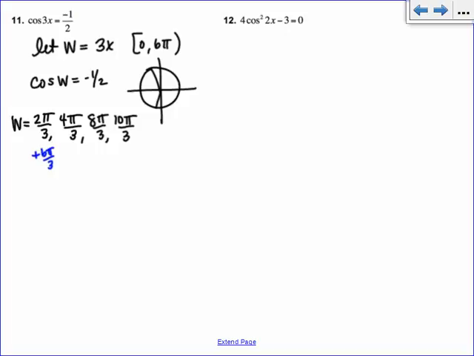That's the second rotation around. So we go one more time around. So we're going to add, you can add it again to the original, or now you can just add to the new ones. So add 6 pi over 3 to both of these. Right? So we're going to get 14 pi over 3 and 16 pi over 3. So that's what 3x is equal to. So if I want to get my answers, I divide everything through by 3.